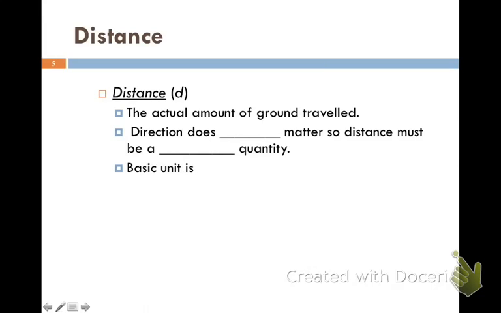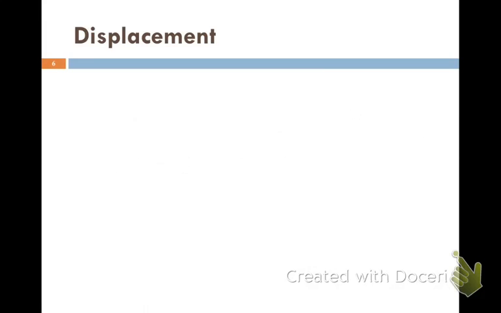So the first term we're going to need to know is going to be distance. And distance is the amount of ground traveled. Pretty straightforward. Direction does not matter here. So distance must be a scalar quantity. Its basic unit is going to be the meter. So I know we use feet a lot in the United States, but when we're going to be doing any type of science, we're going to be using the metric system, so the meter.